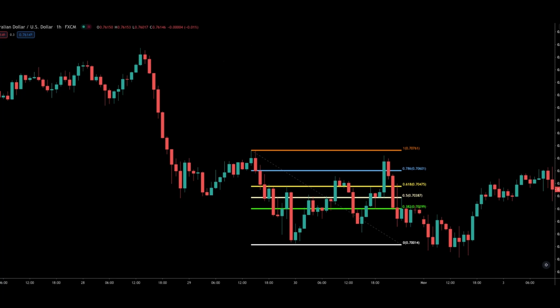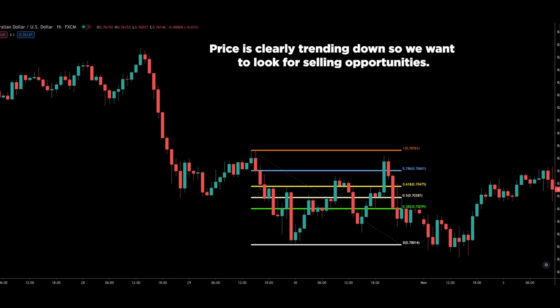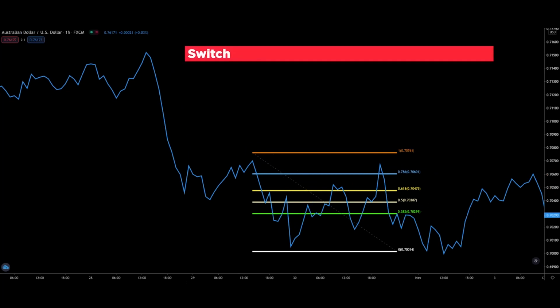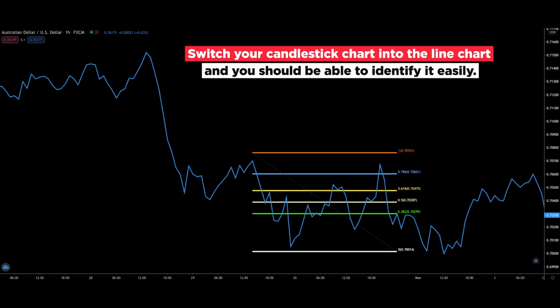So right here, price is clearly trending down, so we want to look for selling opportunities. So we grab the Fibonacci retracement tool and connect it from swing high to swing low. If you struggle to find the swing high and low, I have a quick tip for you. Switch your candlestick chart into the line chart and you should be able to identify it easily.